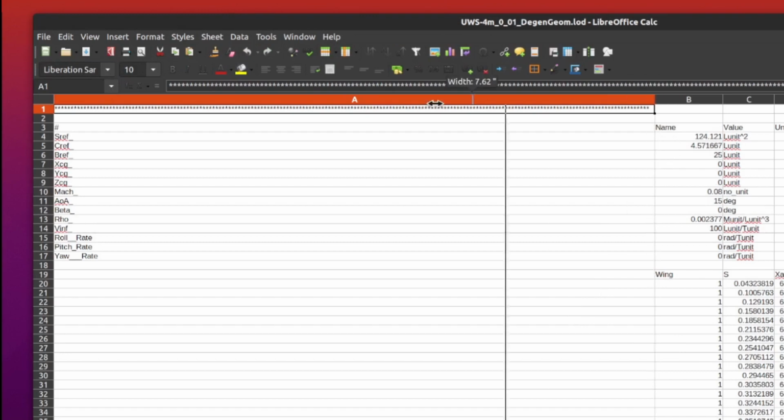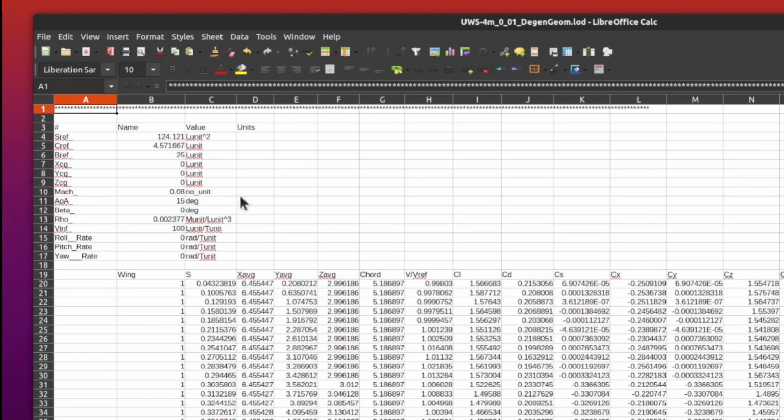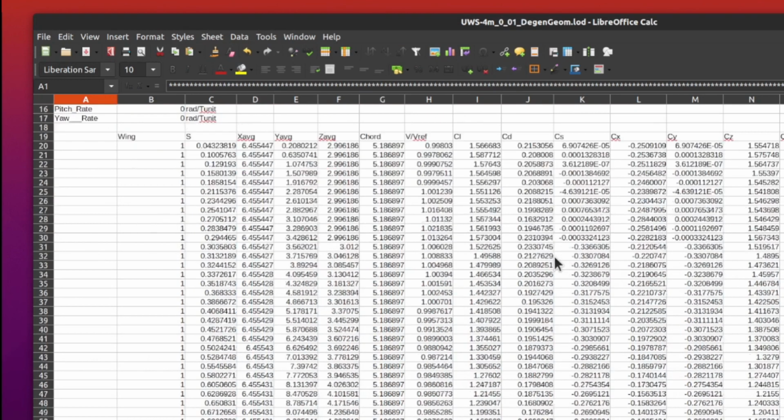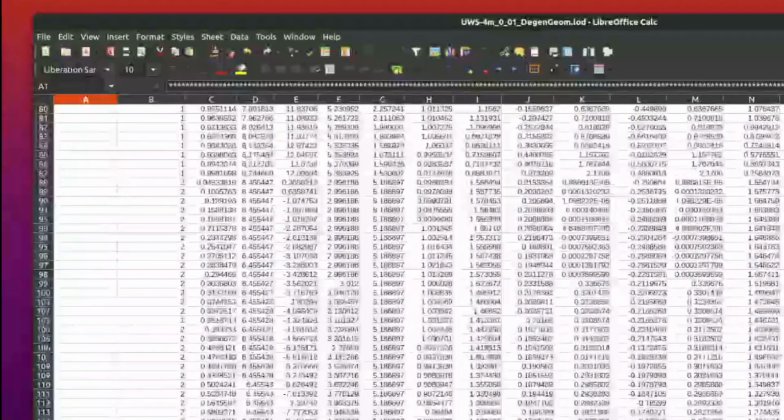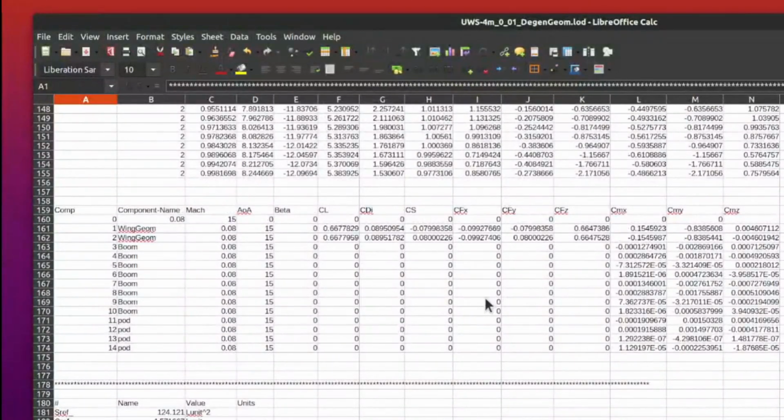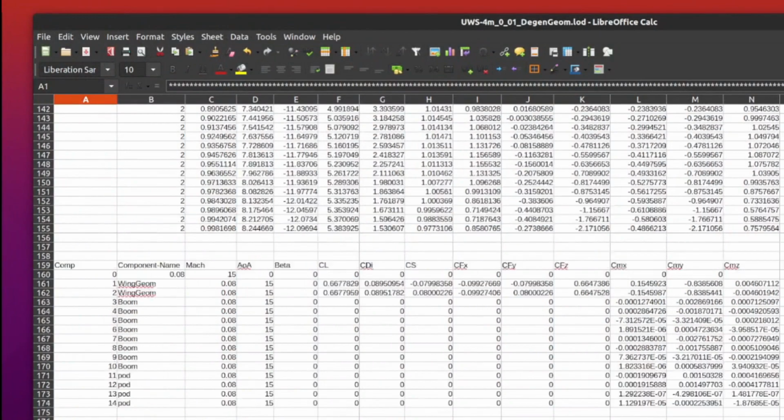And then there's this really long first column. Let's get rid of that. Okay, we now have this in a spreadsheet. Now, another thing I want to point out is all 6 of our calculations are in this file. So this is the first set of calculations at the first angle of attack. In fact, let's just look at that real quick.